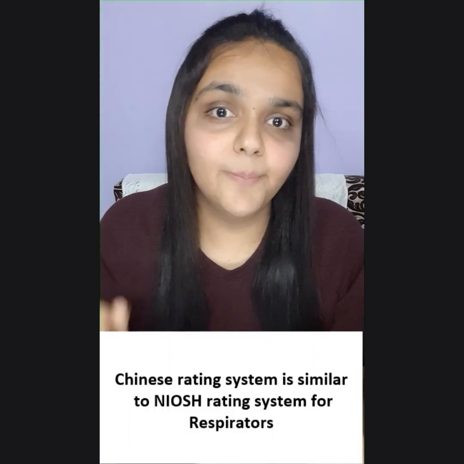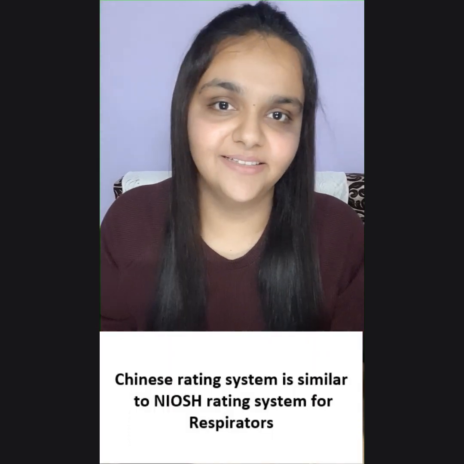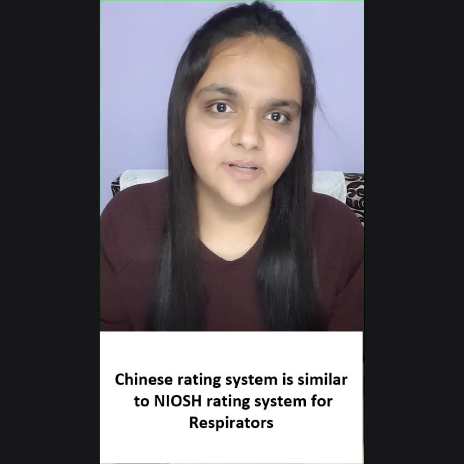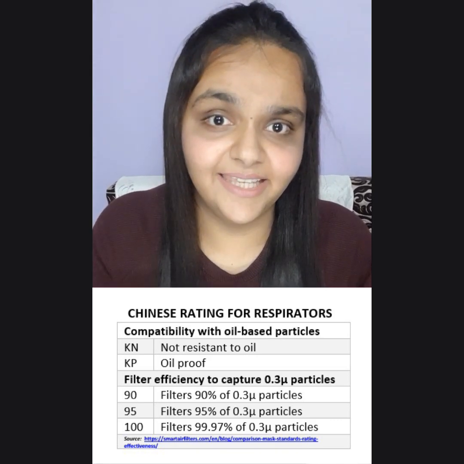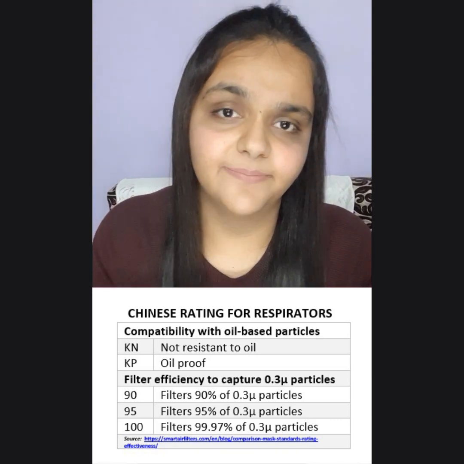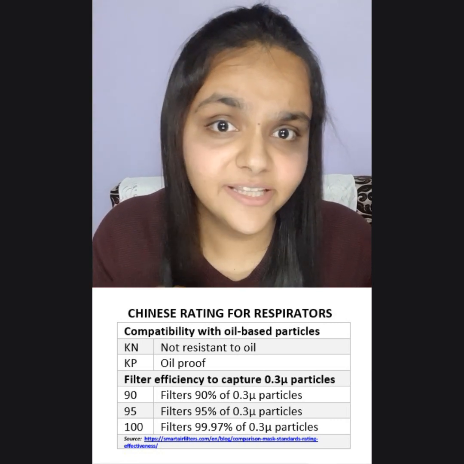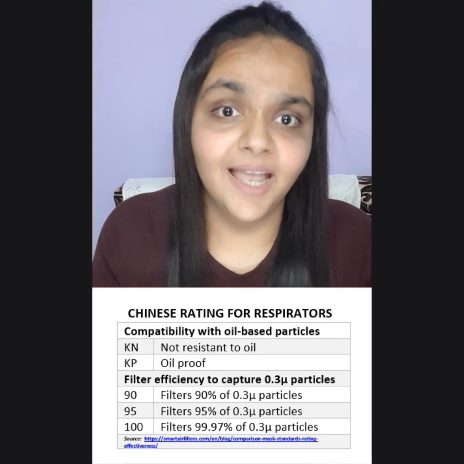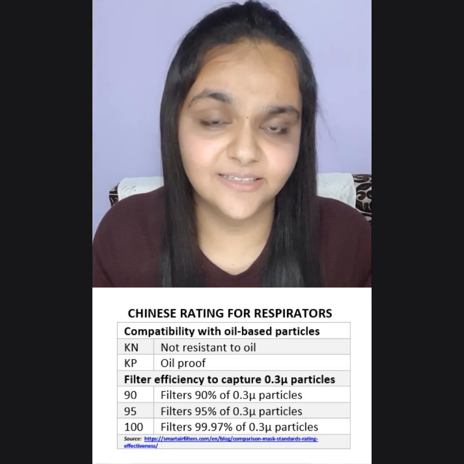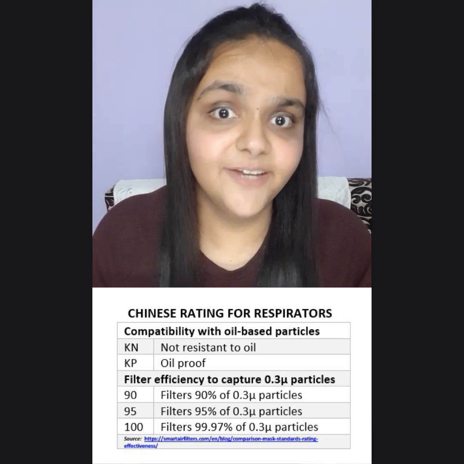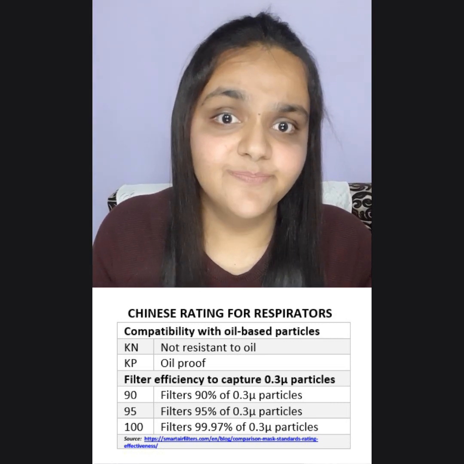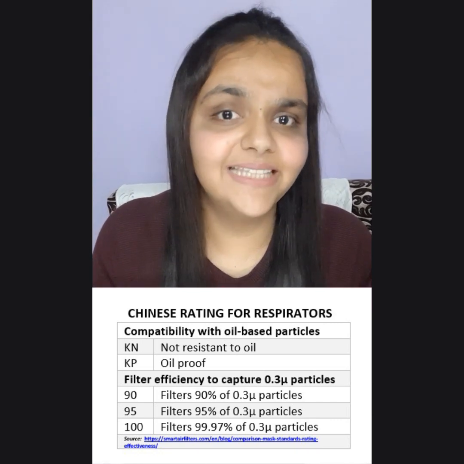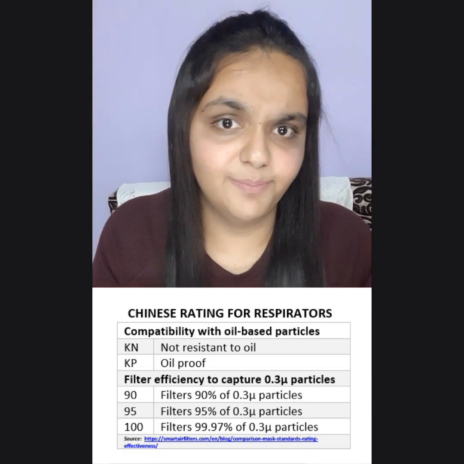The other most common rating system is the Chinese rating system, which is somewhat similar to the NIOSH rating system. They use the letters KN and KP. So KN signifies not resistant to oil and KP signifies oil proof. The numbers used in the Chinese rating system are 90, 95 and 100. So 90 means they can capture 90% of 0.3 micron particles. 95 means they can capture 95% of 0.3 micron particles.